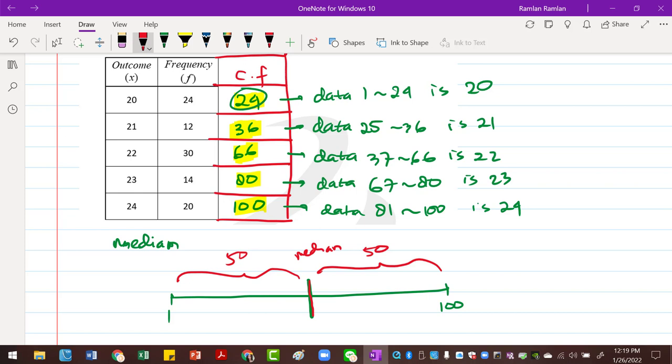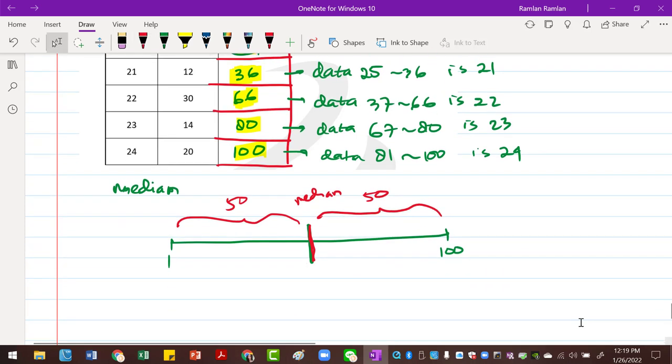So the question is, what data is it? Is it data number 50? Is it data number 51? Or in the middle of that? It actually is in the middle. Why? Because the number of data is even. So if you have an even number of data, the median will be in the middle of two data, and then you divide it by 2.